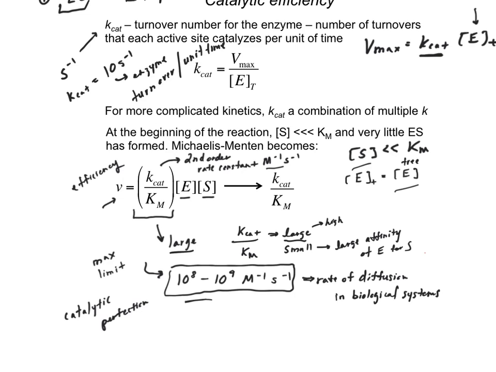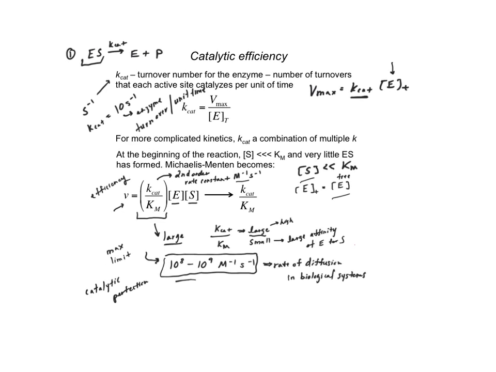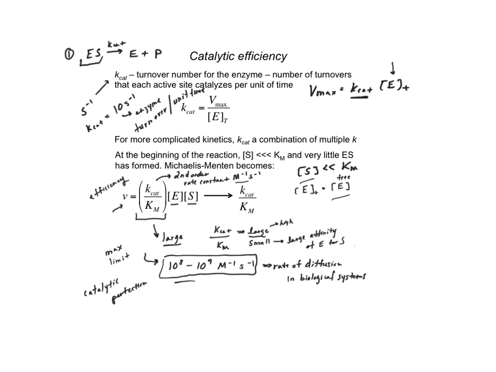So Km is a measure of enzyme affinity for substrate. We have Kcat, which is the turnover number for our enzyme. And then this ratio is another way to judge how good our enzyme is at catalyzing its reaction. So now we're going to go into how we actually determine these values for Km and Kcat.